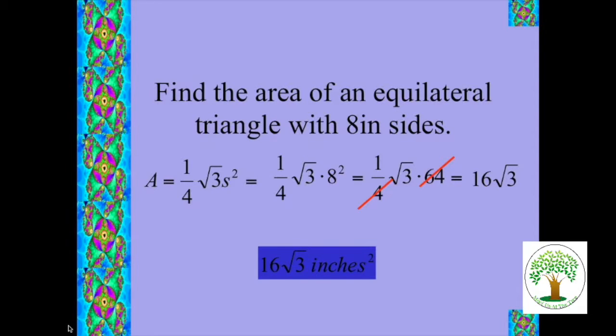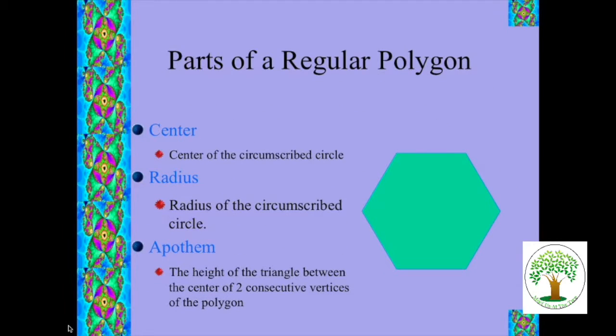Parts of a regular polygon. You have a picture in your note sheets. It looks very similar to the one I have up here. We have 3 parts. I have written those parts out for you and left some blanks: the center, the radius, and now a new vocabulary word called the apothem.